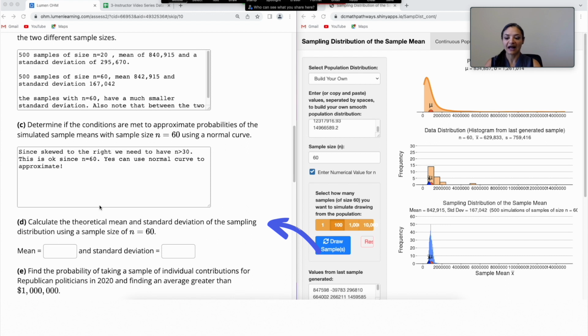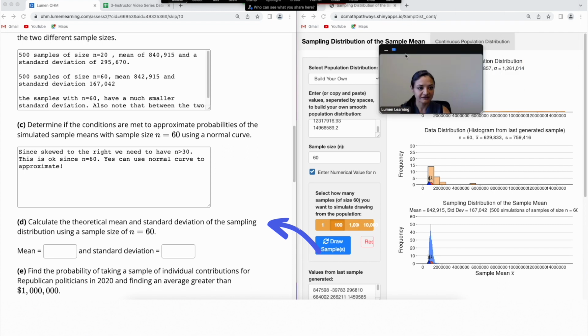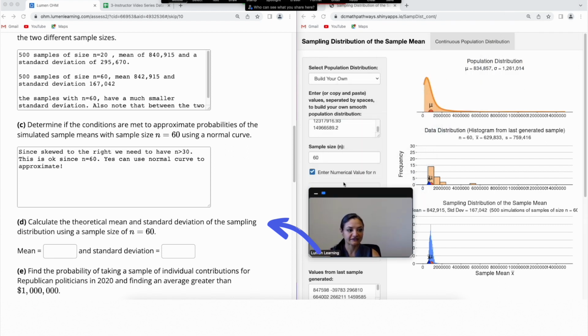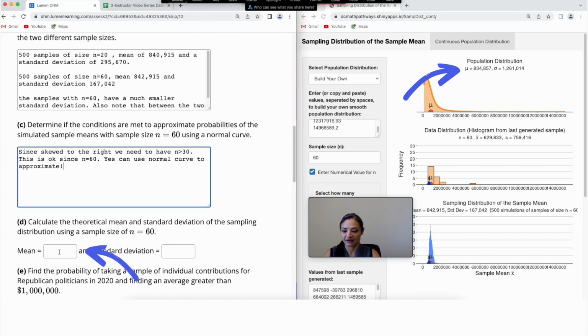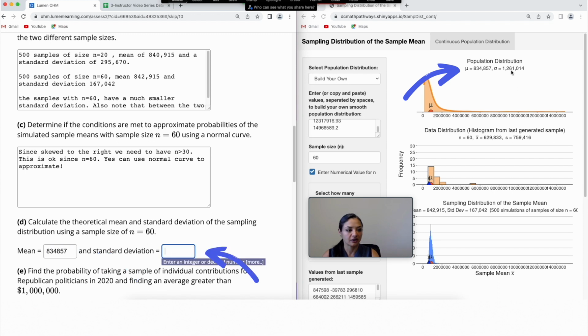Part D, we want to calculate the theoretical mean and the standard deviation of the sampling distribution using a sample size of n equals 60. Luckily for us, our statistical tool will do this. So far we can see here our approximation for mu. So we can have that our mean then is 834,857. But now for the standard deviation, we need to take what's given here as sigma, and we need to divide by the square root of n.